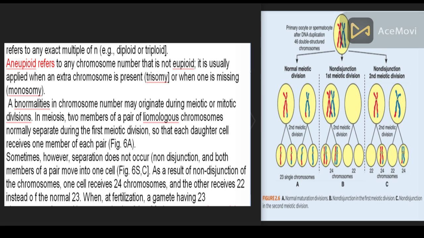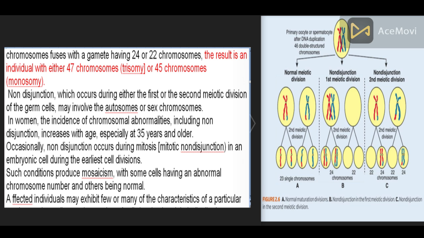In meiosis, 2 members of a pair of homologous chromosomes normally separate during the first meiotic division, so that each daughter cell receives 1 member of each pair, Fig. 6a. Sometimes, however, separation does not occur, non-disjunction, and both members of a pair move into one cell, Fig. 6c. As a result of non-disjunction, one cell receives 24 chromosomes, and the other receives 22 instead of the normal 23. When, at fertilization, a gamete having 23 chromosomes fuses with a gamete having 24 or 22 chromosomes, the result is an individual with either 47 chromosomes, trisomy, or 45 chromosomes, monosomy.